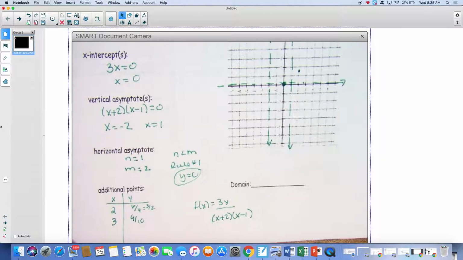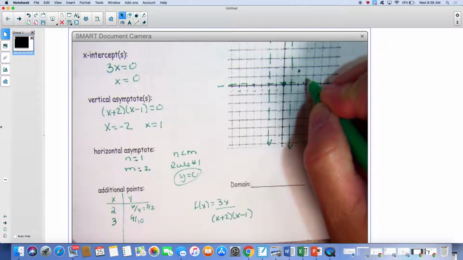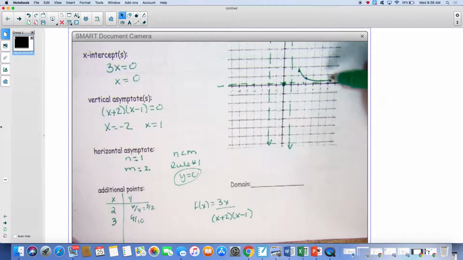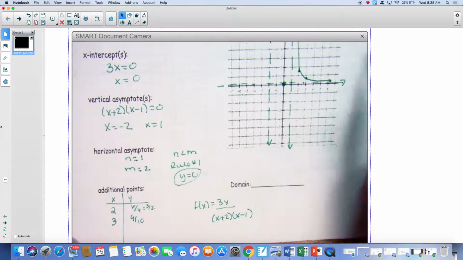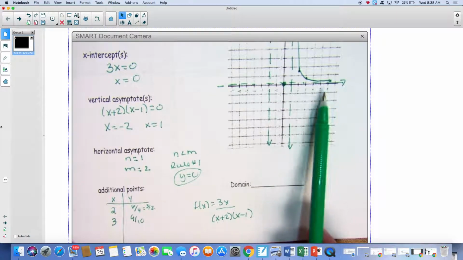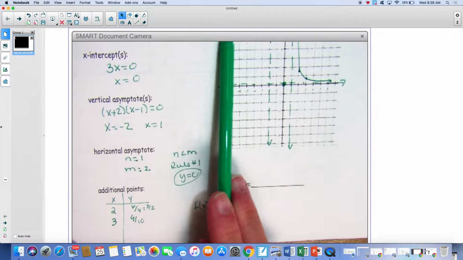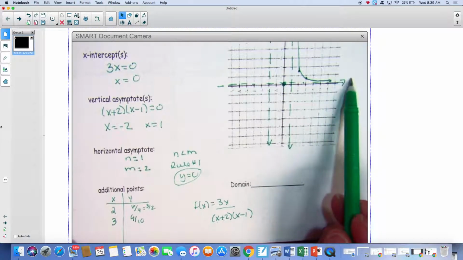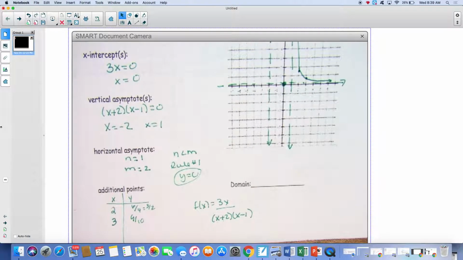Question? And then 3, 9/10 is right here. So I can see my graph is going to go like this. Will it ever be negative? Because remember, we can cross this. Well, anything bigger than 5, it's going to be positive up here. It's going to be positive down here. So it's always going to be positive. So we're never going to cross that horizontal asymptote.